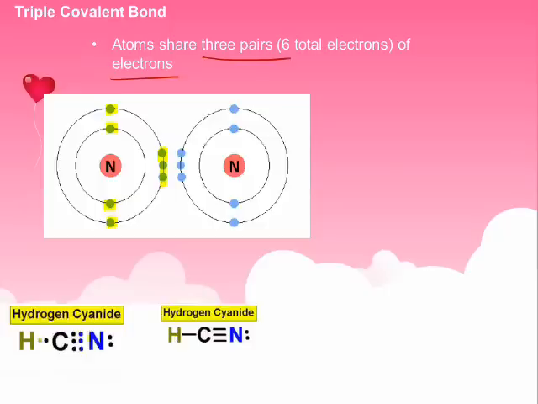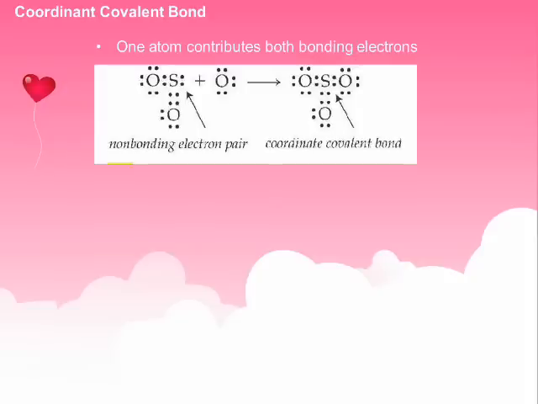Now it gets 3 from nitrogen and 1 from hydrogen. Carbon gives 1 to hydrogen. Carbon gives 3 to, or really I should say shares 3 with nitrogen. And then the structural formula here, 1 single bond and 3 bonds there, that's a triple bond. And we see the unbonded valence electrons here. Coordinate covalent bond is where one atom will contribute both bonding electrons.